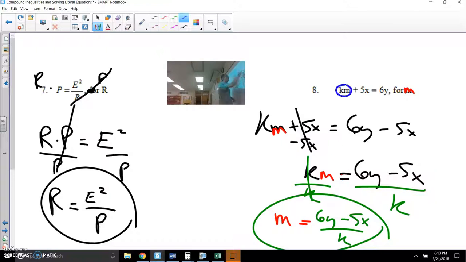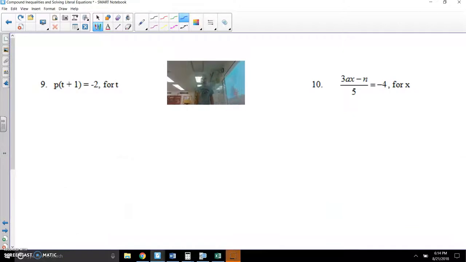For this one, I started by moving the 5x out of the way. I'm trying to get km by itself, so it really helps to kind of start by subtracting that 5x to the other side. Well, then I would like to get that k out of there, and now once I divide that k to the other side, you ultimately have m equals (6y minus 5x) over k. I did that one over again, but I think you mostly have that in class since we did that one together.